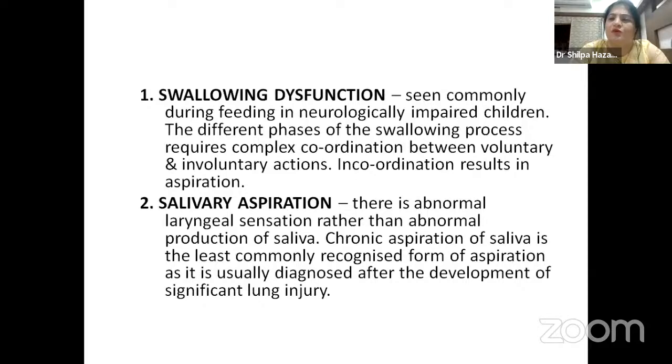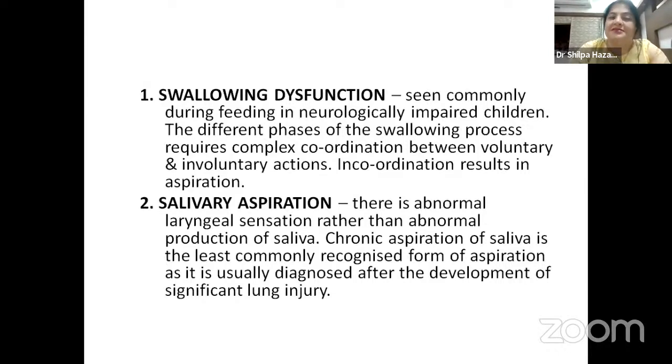Now, what is the mechanism of aspiration? The first thing is swallowing dysfunction. Swallowing dysfunction is more common in neurologically impaired children, because the mechanism which is neurologically controlled is having a problem. There are different phases of the swallowing process, which are voluntary as well as involuntary, and there needs to be a complex coordination among all these actions. In children who are neurologically impaired, there will be a problem in this coordination, which results ultimately in aspiration while swallowing.